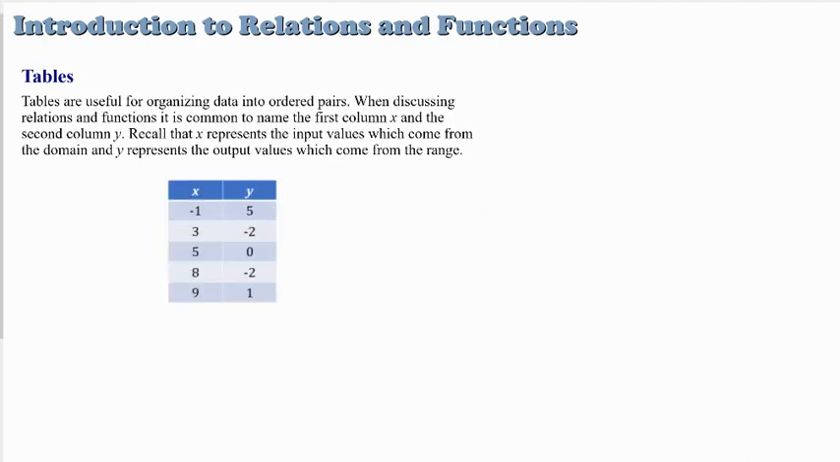Another way to represent relations and functions is through tables. Tables are useful tools for organizing data into ordered pairs. From here, we can say that this is the ordered pair negative 1, 5, and then next we have the ordered pair 3, negative 2, and so on.